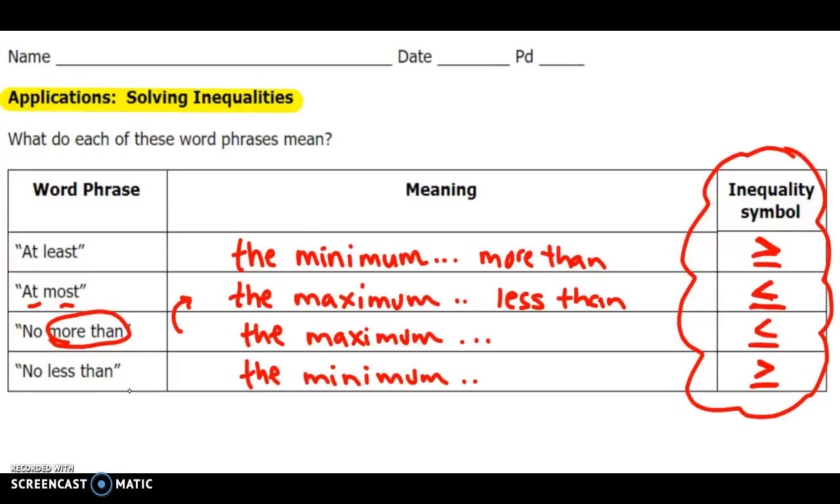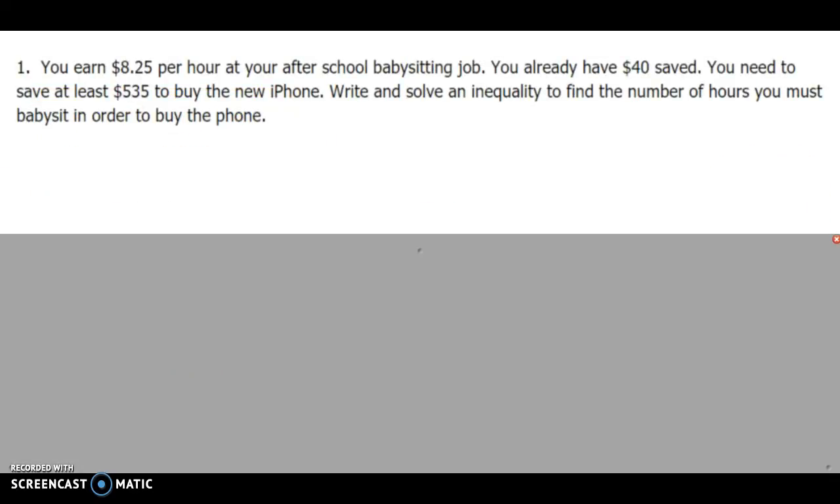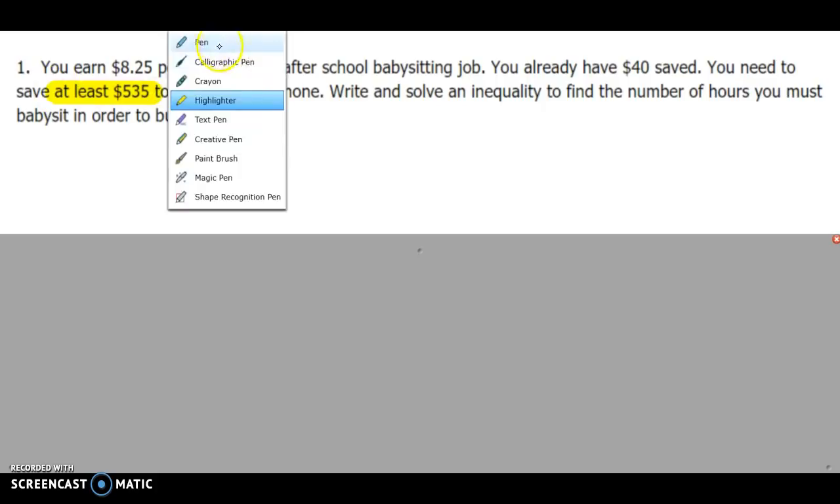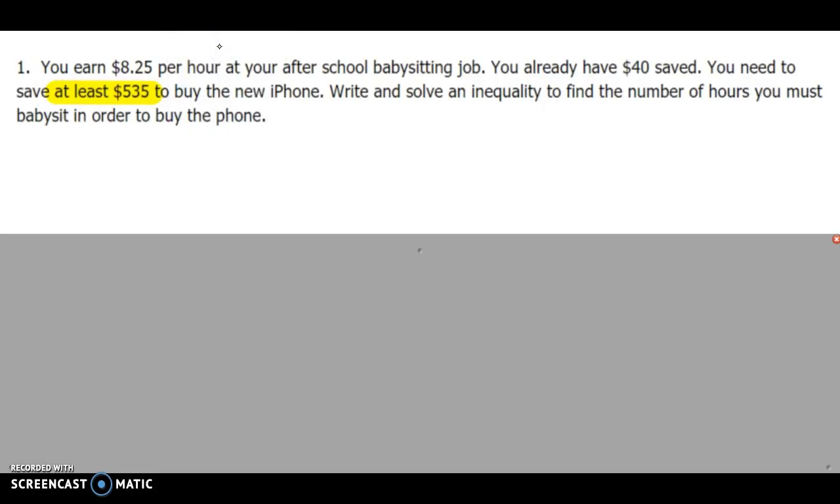So I'm not going to write the inequalities with you, but looking at those first two examples, I'm just going to read through them and see if we can identify the inequality phrase together. So you earn $8.25 per hour at your after-school babysitting job. You already have $40 saved, but you need to save, check it out here, at least $535. So again, when we talked about at least, that really means the minimum amount needs to be $535.